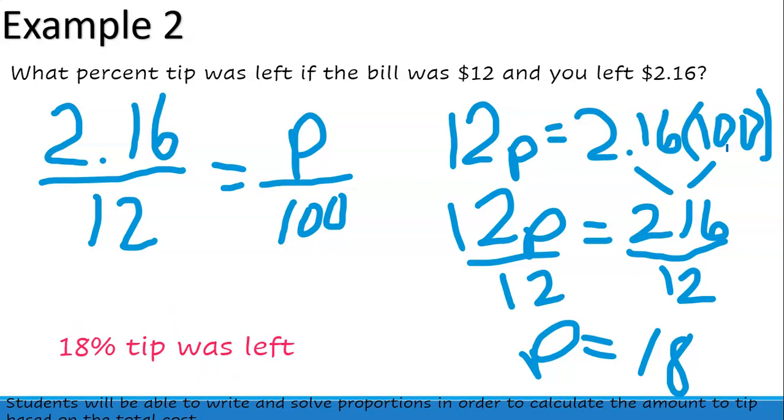Now, what I'm going to give you is a formula you can write down and remember and use every time you have to calculate the percent, or you calculate what the tip should be, or hey, if this is the tip, what was the total bill? You can find all of that information out.